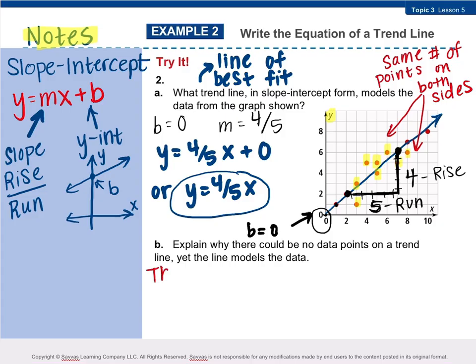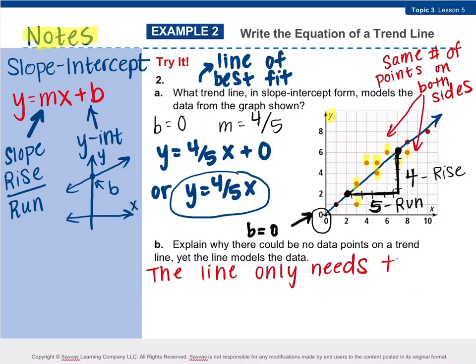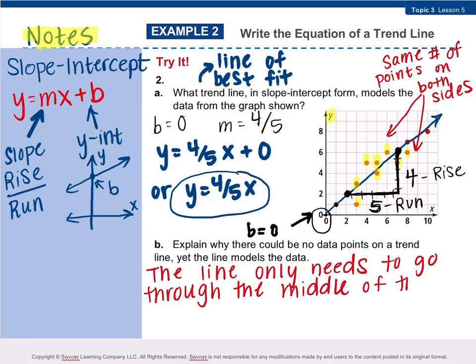So the line only needs to go through the middle of the data. I almost think of it like a cloud, and I want to cut right through the middle. And so that's like an average. So I'm kind of trying to find the average. Okay. So that's my explanation.